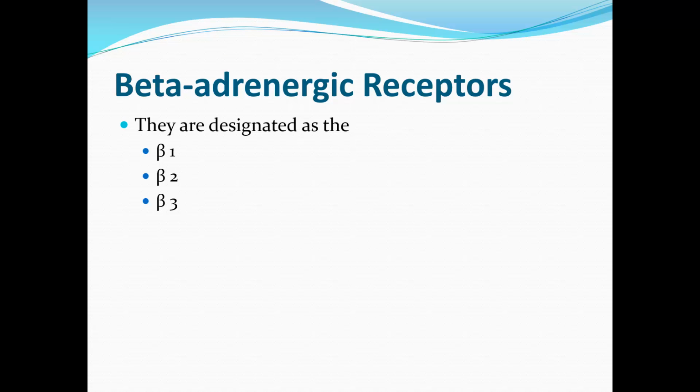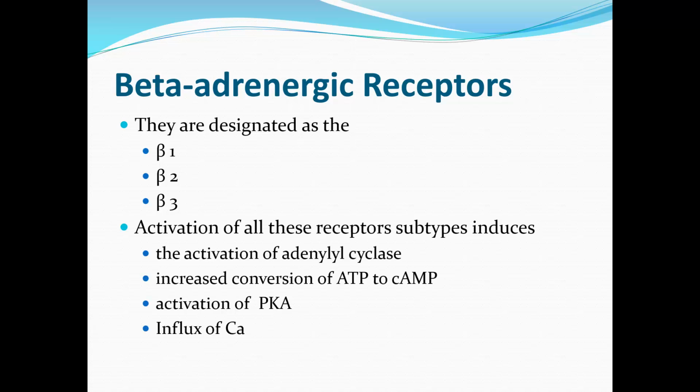Beta-adrenergic receptor can be beta 1, beta 2, and beta 3. And when you activate these receptors, you get activation of adenylyl cyclase, increased conversion of ATP to cAMP, activation of PKA. Also, you get influx of calcium. So all stimulatory.